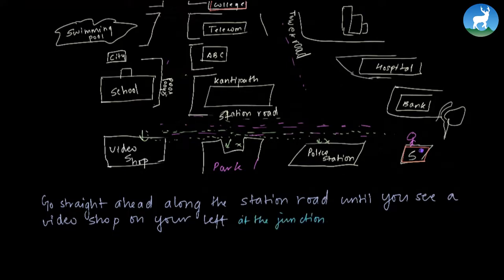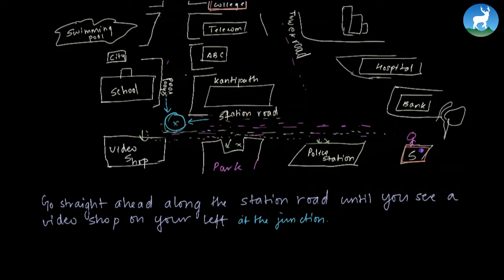So remember, I told you that a junction is where two roads meet one another, right? Where one road meets another. So here, this is a junction as the station road is meeting the school road, okay? So I've asked you to go straight along the station road until you see a video shop on your left, which you've seen already at the junction. I've added this, and here's a junction. You see a junction here.